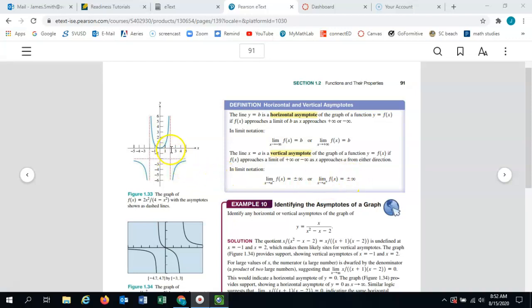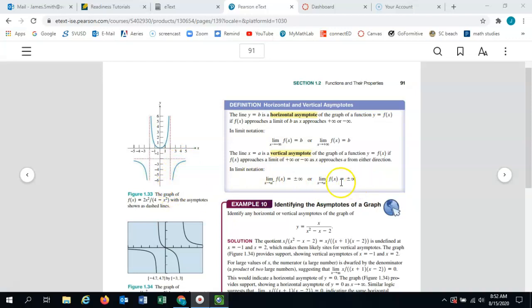So here's my a value at +2. As I approach it from the left, that's what this is saying, my graph, my function is approaching positive infinity. As I approach that same a value from the right, my function is approaching negative infinity. Right? And so that's what this notation is telling you.